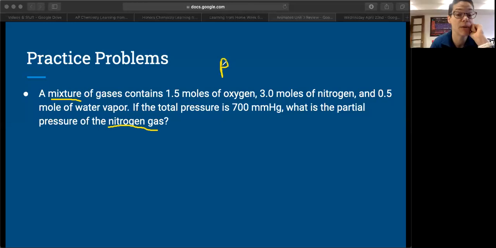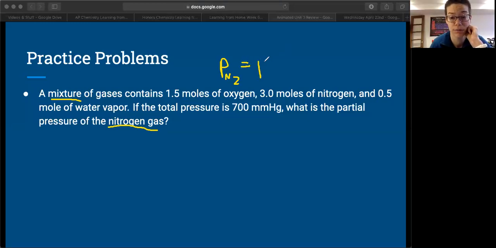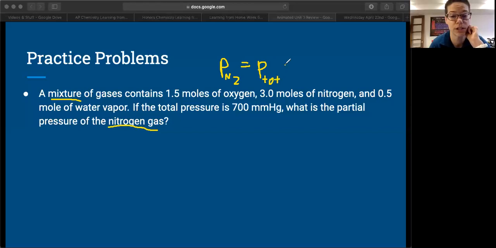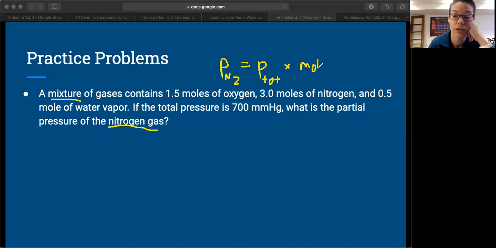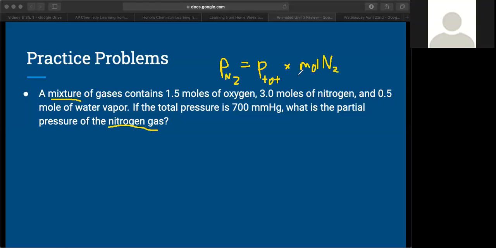XA. So I want the pressure of nitrogen. Okay. So the formula says it is the pressure total times that mole fraction. And what is the mole fraction? The moles of nitrogen over the total moles. Oh, I see. Okay. Oh shoot. So it's 5.